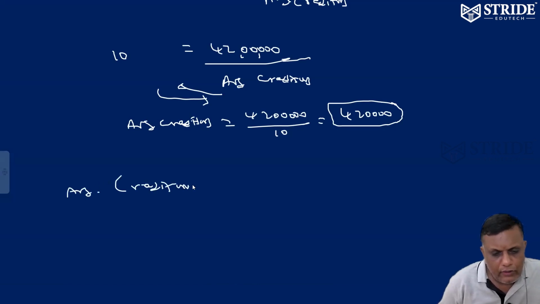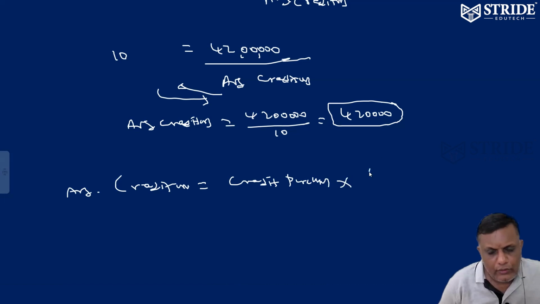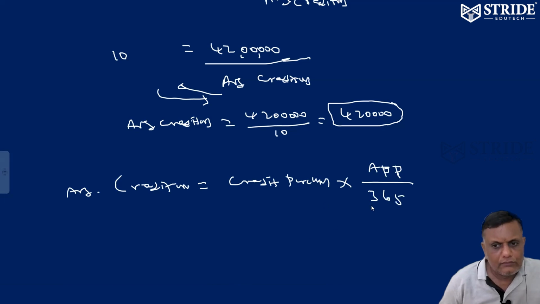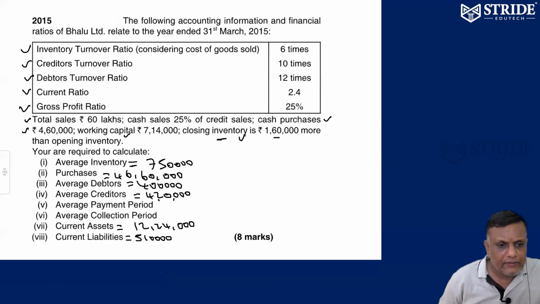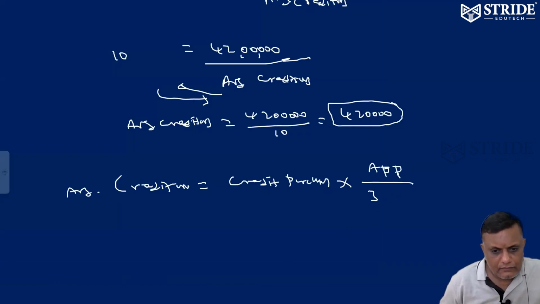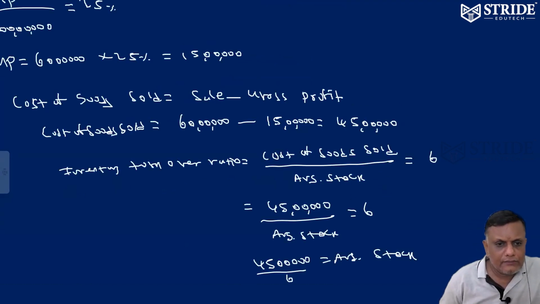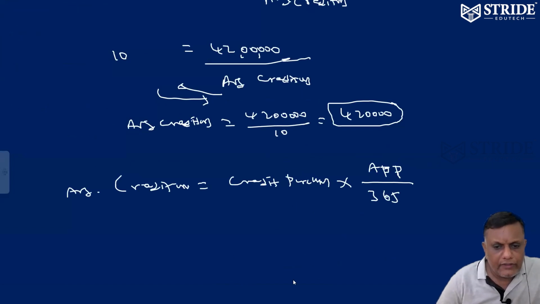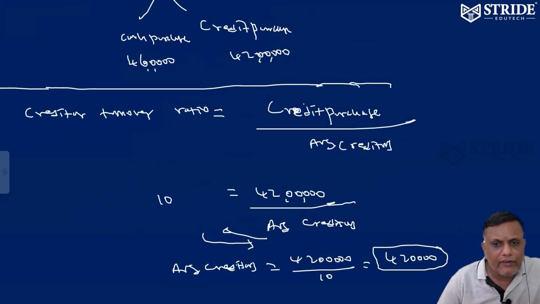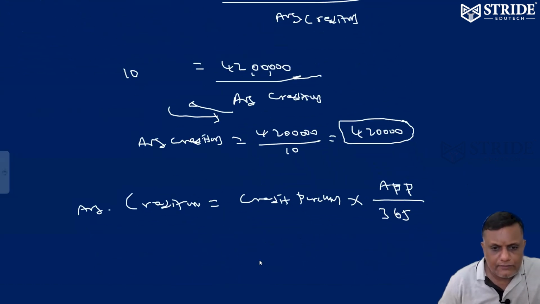So average creditor is equivalent to credit purchase, average payment period by 365. You can apply this one also. One year is equal to how many days here? Nothing is given, so let it start with 365. Now what is credit purchase actually? Please check it out. Credit purchase is 42 lakhs.